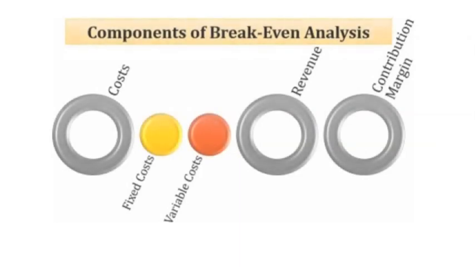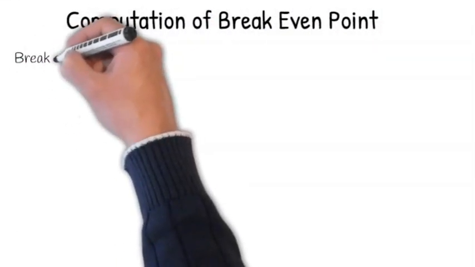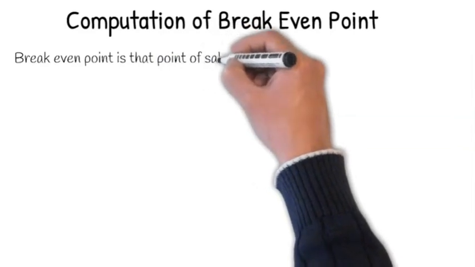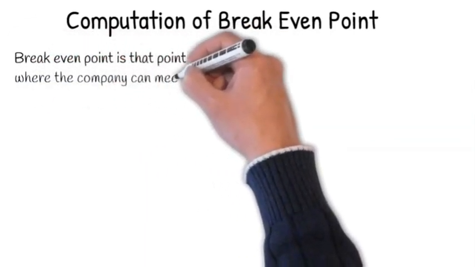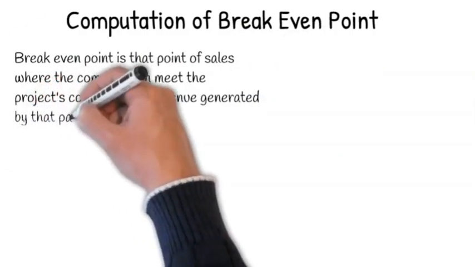Components of break-even analysis. Break-even analysis is done by establishing a relationship between three significant elements of a project, that is, costs, revenue, and contribution margin. Computation of break-even point. Break-even point is that point of sales where the company can meet the project's cost from the revenue generated by that particular project.